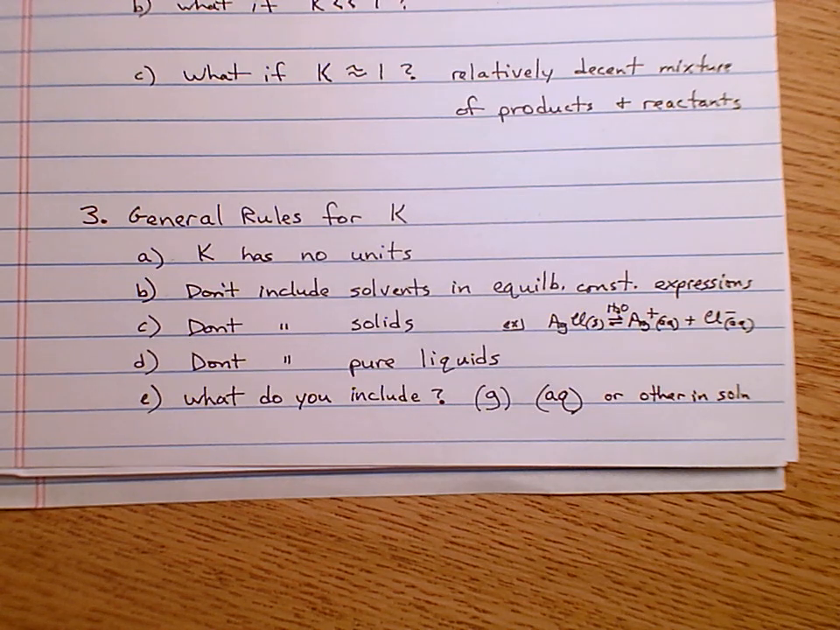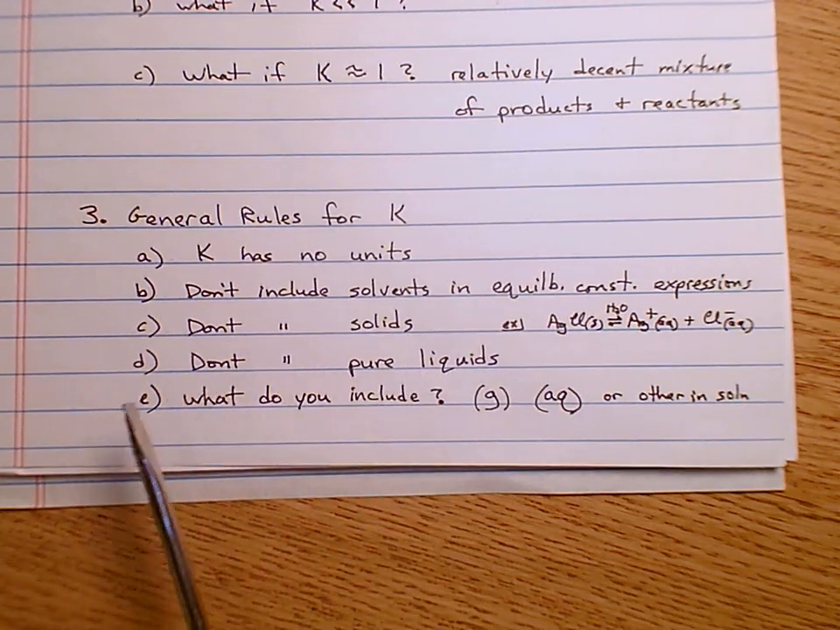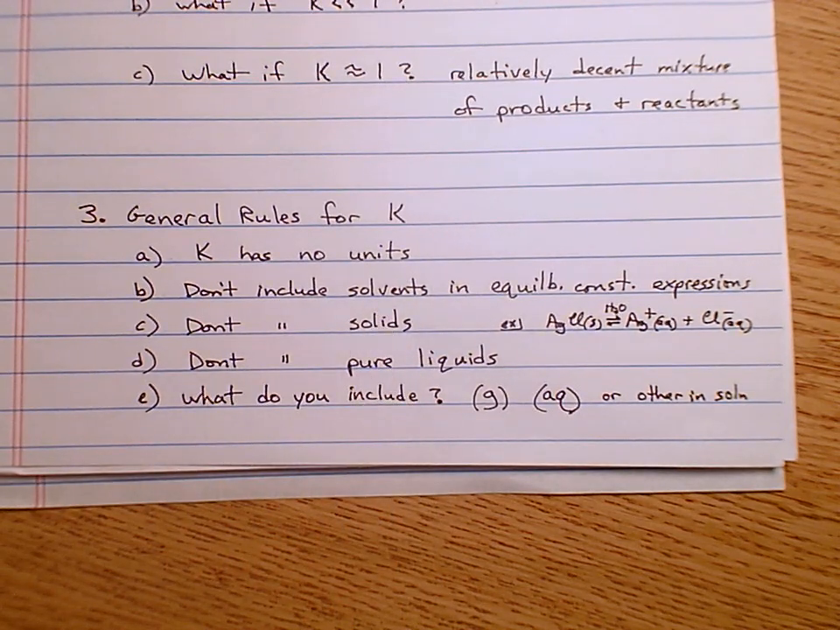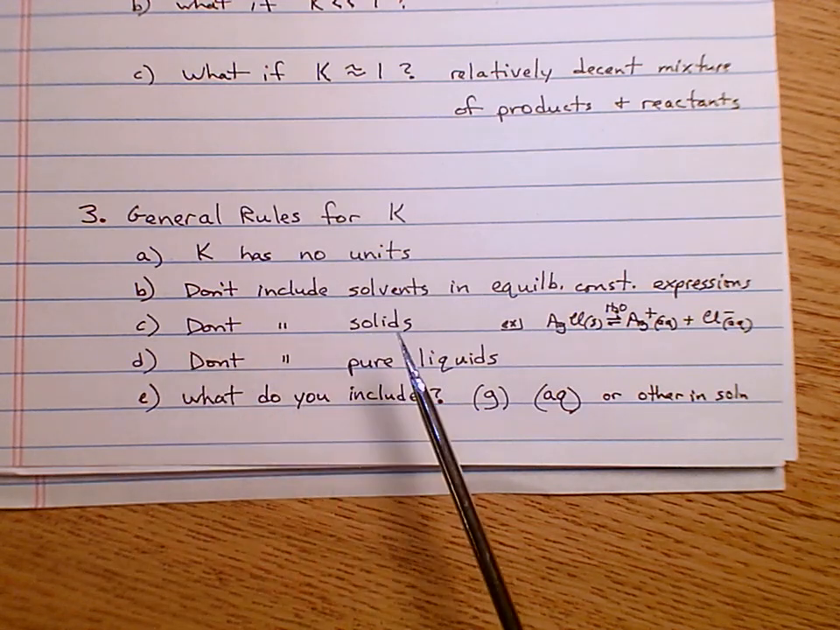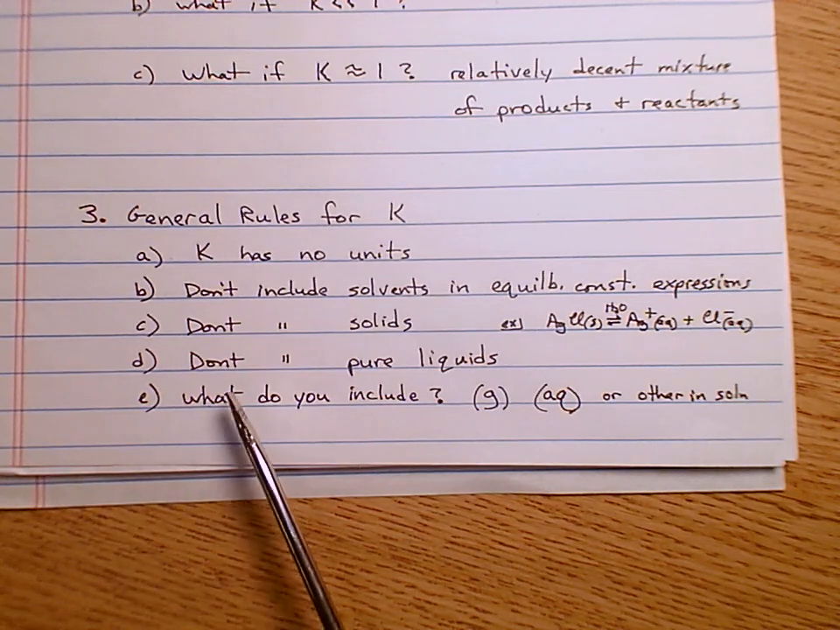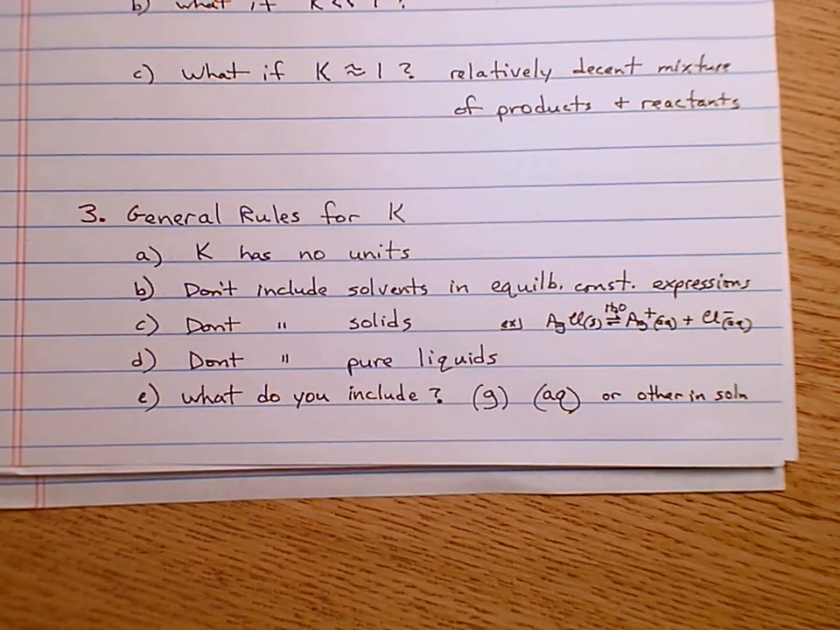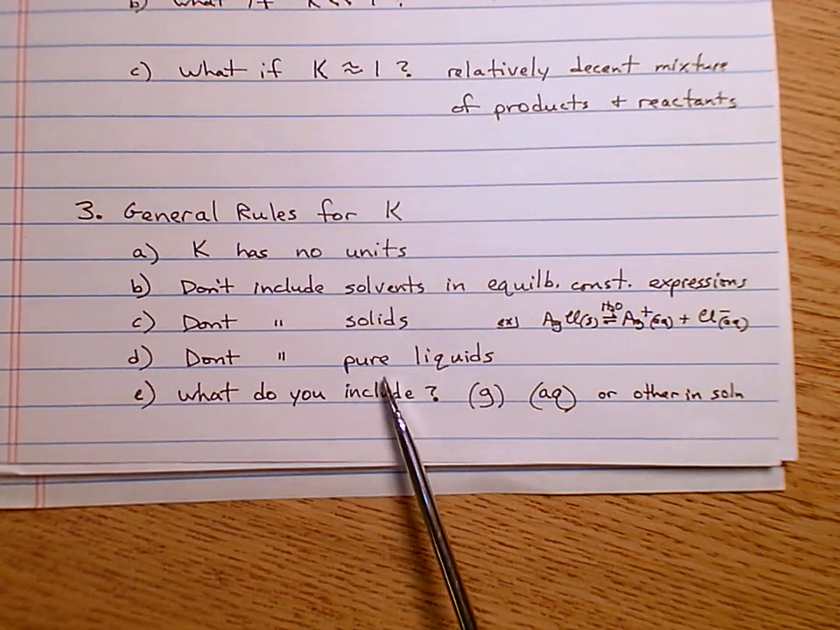Things we do not put in the equilibrium constant expression are solvents. If something is dissolved in a solvent, the concentration of the solvent is not going to be involved in the equilibrium constant expression. We do not put solids in there because what's the concentration of a solid? If you have a 1-liter jar and you have a penny in it, what's the concentration of penny? Well, it doesn't make sense. So we're not going to put solids in there. You don't put in pure liquids either. So no solvents, no solids, no pure liquids.